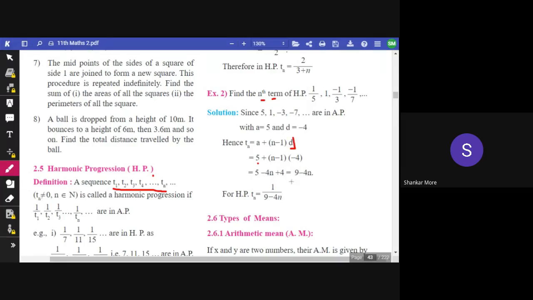Okay, so if we solve this, we will get the nth term. So this is the nth term of AP, not of HP. They have asked us to find the nth term of HP. So what do we have to do? We have to take the reciprocal of this. 1 by 9 minus 4n is the nth term of HP. Okay, I hope you have understood this, the nth term of HP. Is there any doubt? Shall we move on?